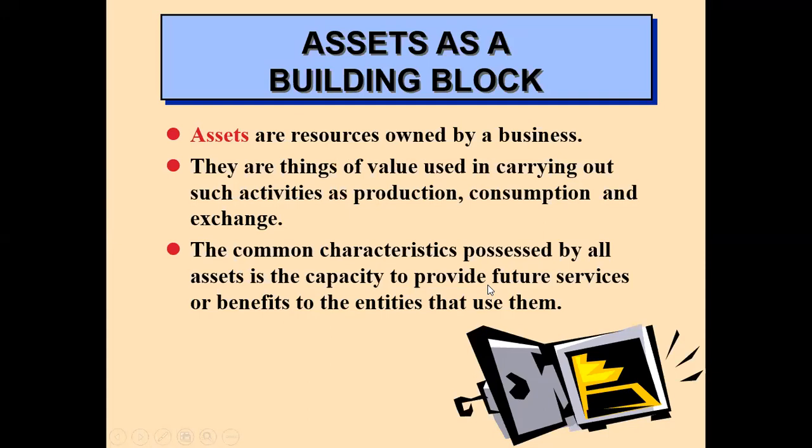Asset, what is asset? Assets are resources owned by the business. They are things of value used in carrying out such activities as production, consumption, and exchanges. So asset means the resources which are owned by the business or by the owner, that we call asset. And another way we can call it an asset is the capacity that will provide you future economic benefit. If any expenditure gives you future economic benefit, then we'll call it an asset.